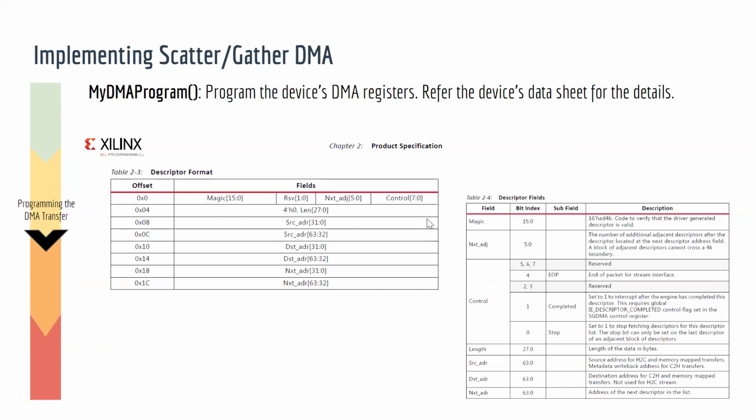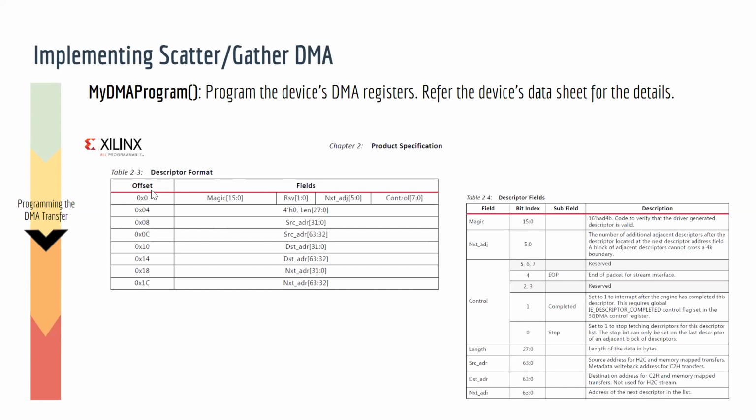What do we see here? So my DMA program is a program that programs the device DMA registers. Refer to the device datasheet for details. This is the access register page from our device specification. Okay, we have a device from Xilinx, and we have the manual, and in the manual we have the access registers page. Now, as you saw, for some devices, this is already implemented in the XDMA sample.